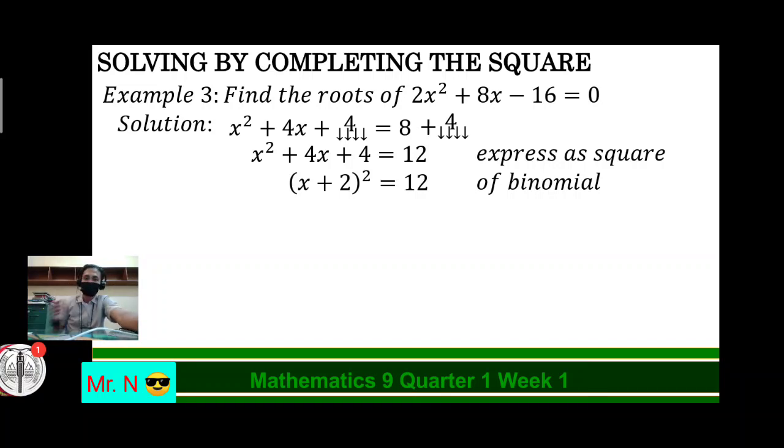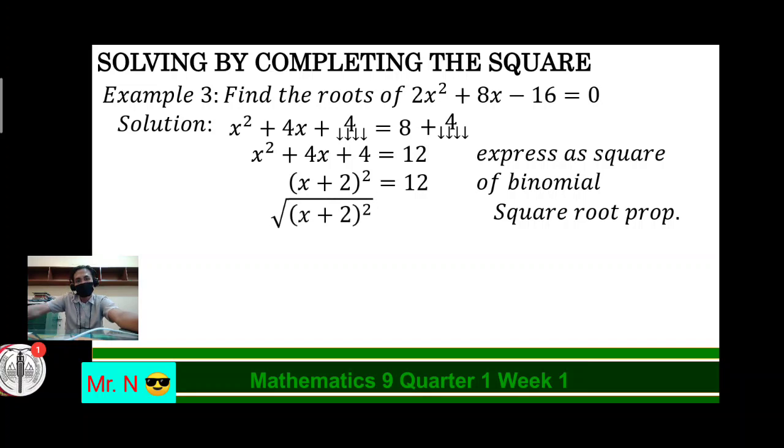And now, applying the extracting square roots, we can just simply take the square root of both sides of the equation. So we can just simply cancel out the radical sign and the exponent 2. So we have x plus 2 on the left and positive or negative square root of 12.